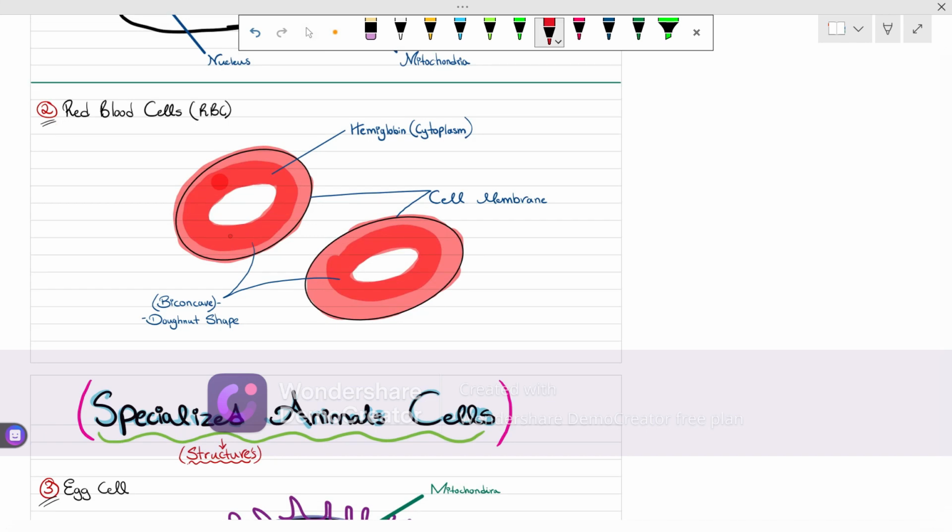The second one is red blood cells. Red blood cells contain hemoglobin, the red pigment. They have a biconcave donut shape to provide a large surface area for hemoglobin and diffusion of oxygen. They have a cell membrane and no cell wall, because they're animal cells.